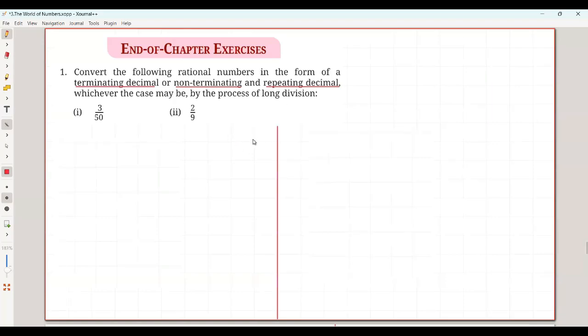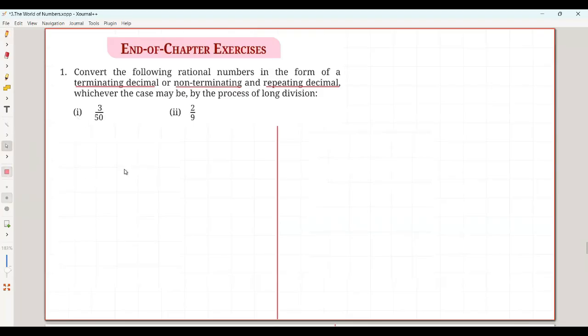After getting the decimal, you have to check whether it's a terminating decimal or non-terminating repeating. Terminating means it will be having an end. There is no end, but it's repeating, means non-terminating repeating. Okay, so let me do the first one.